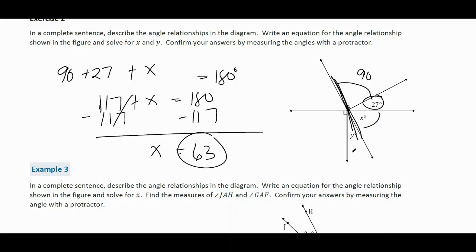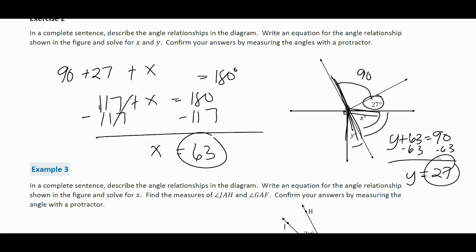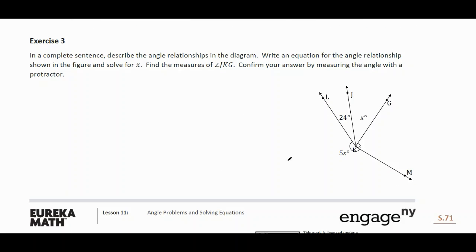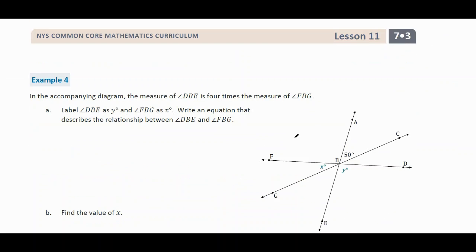And then for the y, of course, since x and y, as you can see here, there's a straight line here and here. It's going to be 90. So to solve for y, we need to add y and the x, which is the 63, and that will be equal to 90. So we subtract 63. So y is equal to 27. It's just basically that, there's nothing special here.